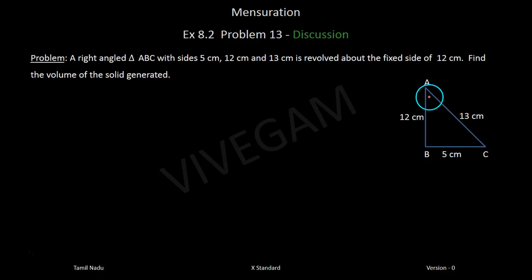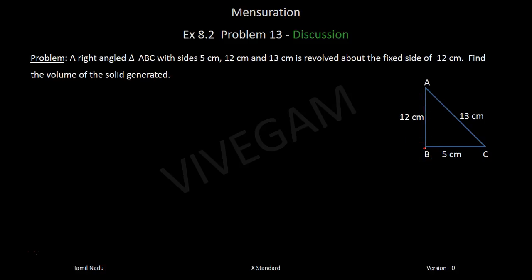Okay, so the cone will get formed, which will have a height of 12 centimeter and the radius of the cone will be 5 centimeter and the slant height will be 13 centimeter because this is the fixed side. But let's say you rotate this triangle with this other side as the fixed side. So you'll rotate it this way. In that case, the height of the cone will be 5 centimeter. The slant height will be the same 13 centimeter, but the radius of the cone will be 12 centimeter. Okay, that's the difference.